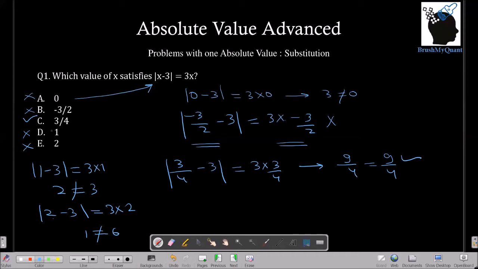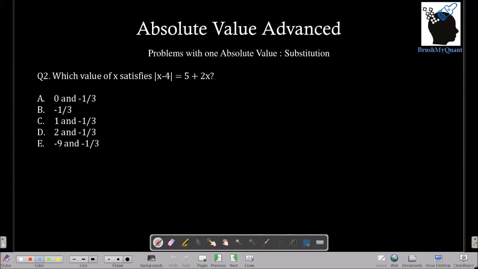So in this kind of problems, if the option choices are given to you, you can directly substitute it in the question and check whether it satisfies or not. Let's try one more. You can pause the video and give it a shot.